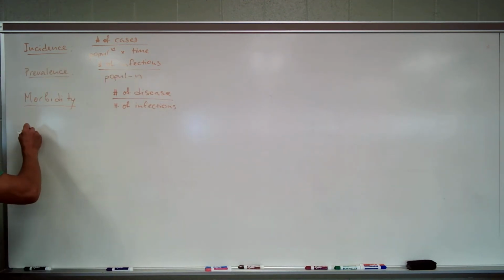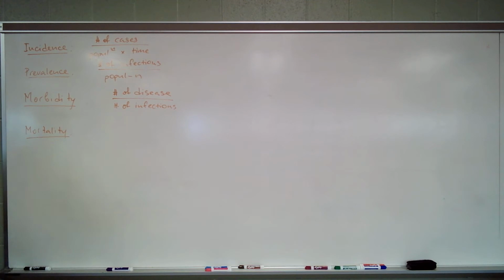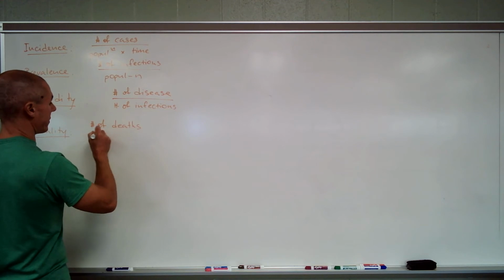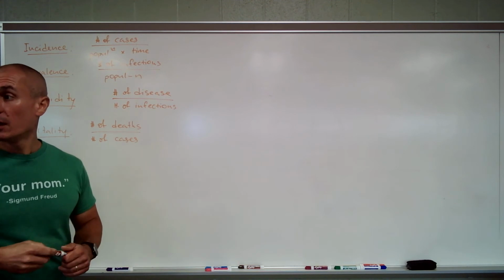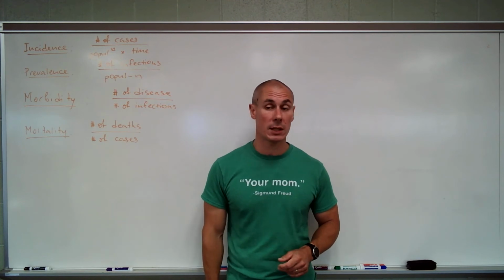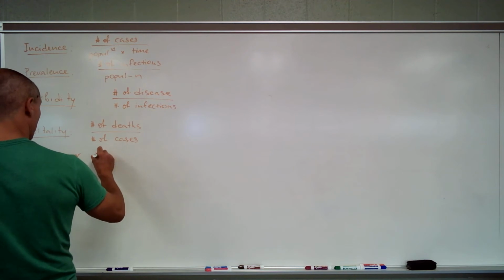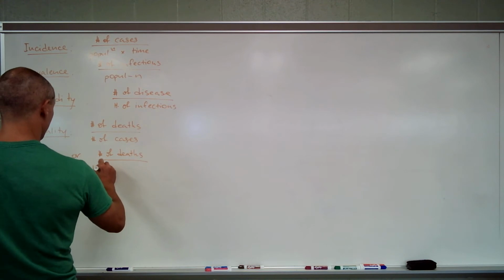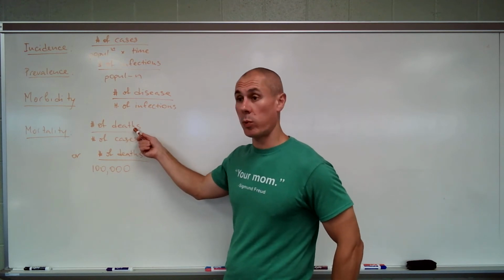Now, my favorite one is mortality, which is formally defined. It's the number of deaths per number of cases. Okay? Now, sometimes you can see that it gets reported slightly differently. It may be reported like this, or number of deaths per 100,000 people, per population, right? Now, why is this way better than this?